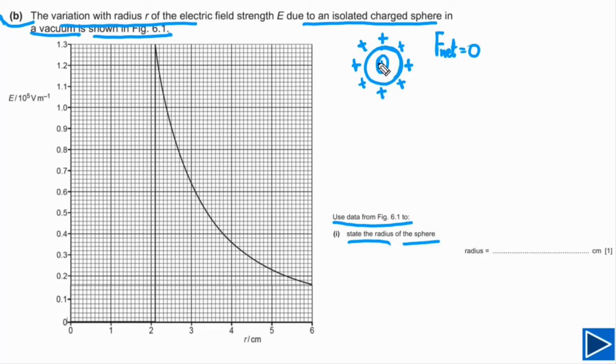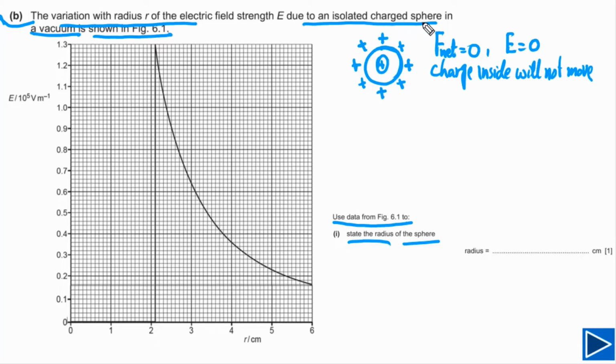So the net force on the charge at the center of the sphere will be 0. So we will simply say the charge inside the sphere will not move, because the net force on the charge is equal to 0. So we can also say the electric field inside the sphere is also 0 if this is a conducting sphere.